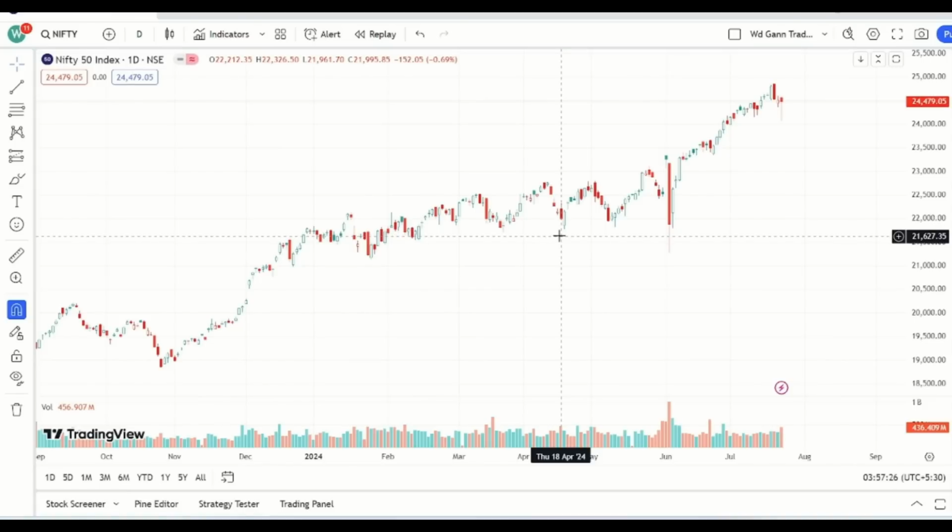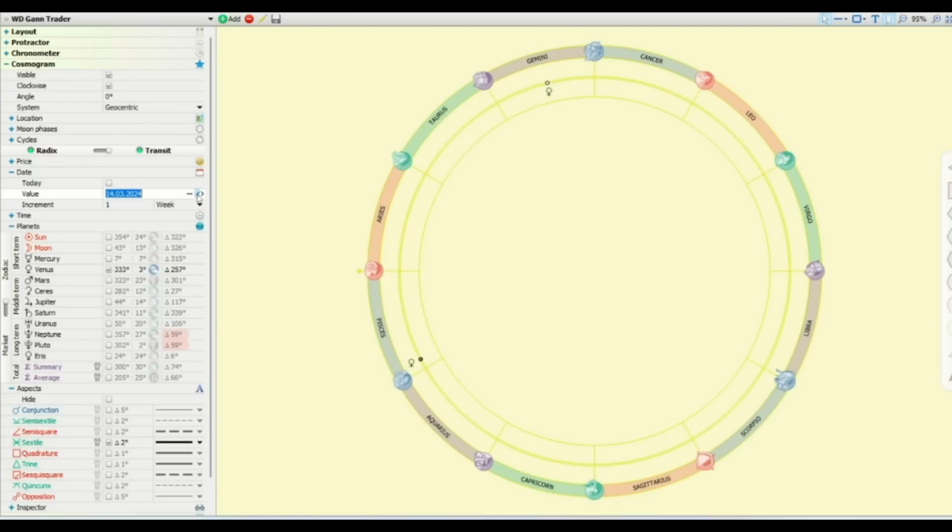Here you can see that exactly after this date, 18th April 2024, we can see a very good reversal in the Nifty chart. Almost 900 points reversal in the Nifty. Let's go more back in the past to check more dates. Open the Genzilla. Let's go in the backward direction.